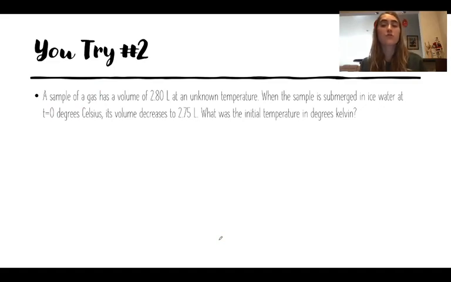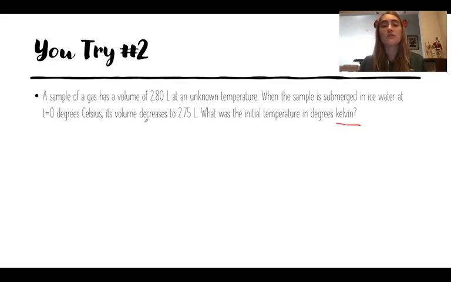Okay, so we're going to do a U-try. Again, put this down on a piece of paper. A sample of gas has a volume of 2.80 liters at an unknown temperature. When the sample is submerged in ice water at T equals 0 degrees Celsius, its volume decreases to 2.75 liters. What is the initial temperature in degrees Kelvin?